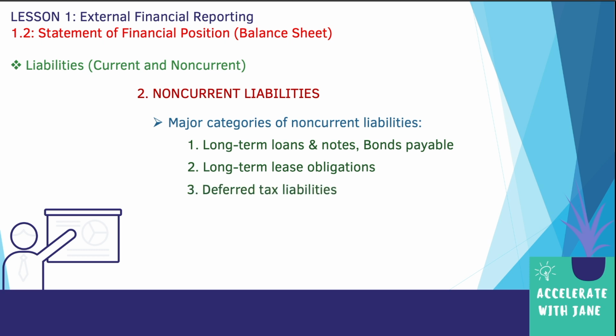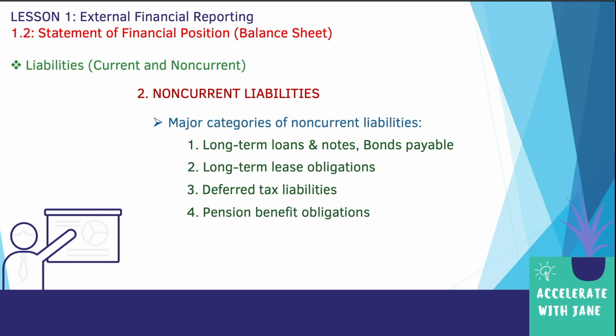Third, we have deferred tax liabilities. So this refers to the tax that is assessed or is due for the current period but has not yet been paid. Meaning, this is the amount of tax that will eventually become due in the near future. This comes from the difference in timing between the tax which is accrued and the tax which is paid.